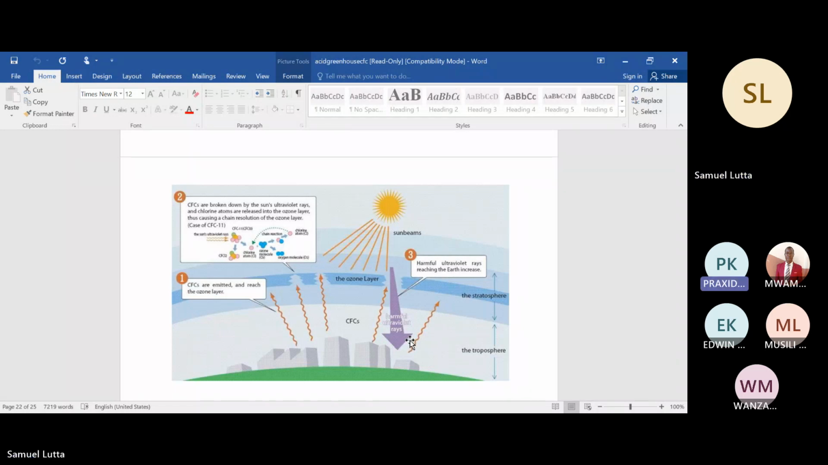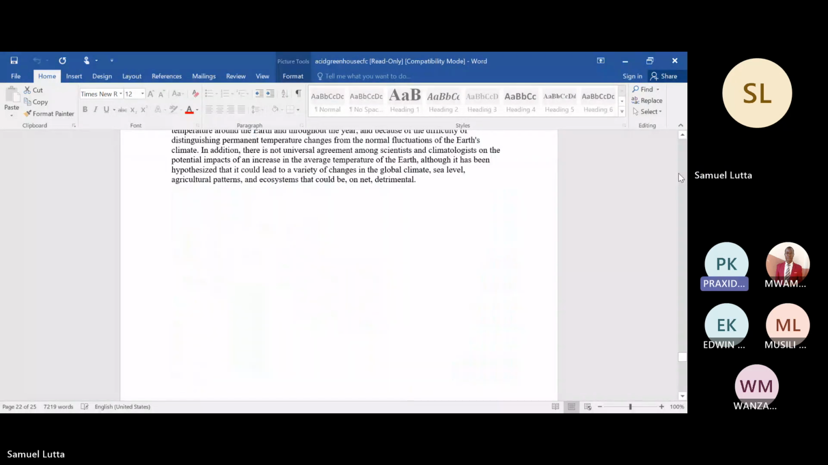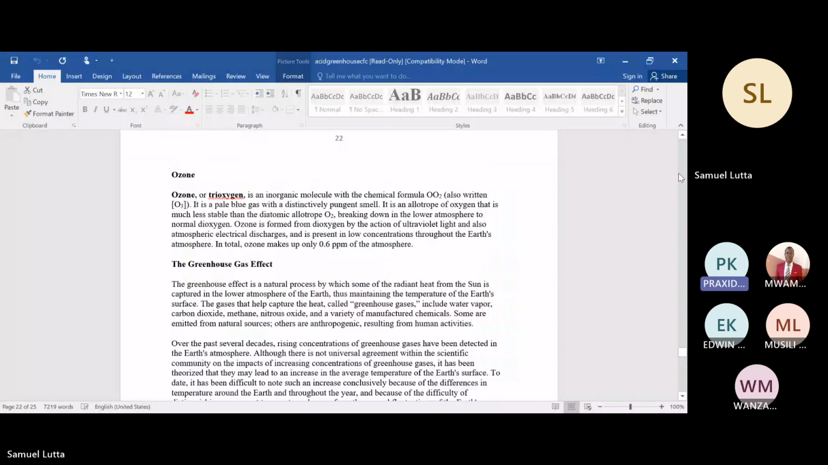Hello, Prof. I had a question. Does it now imply that global warming means the same thing as temperature inversion? Just the same thing, changing the temperature pattern? Global warming, greenhouse effect, those are the same thing. Okay, thank you.